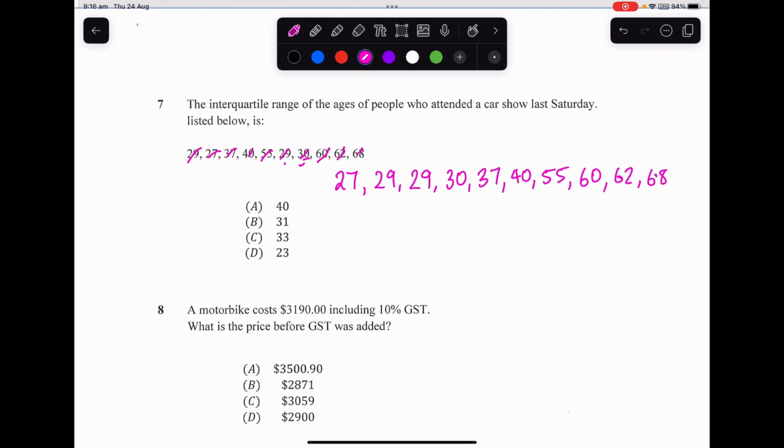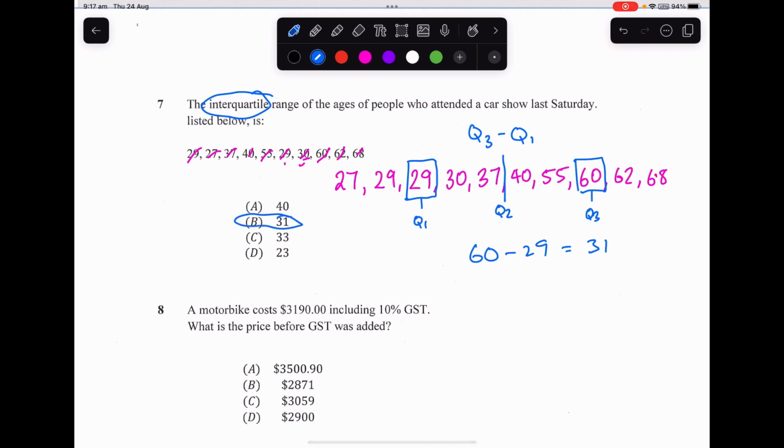Beautiful. So to find our interquartile range, we need to find our Q2 first, which is our middle number. So we're going to go 1, 2, 3, 4, 5. If we've got 10, we should have 5 on either side. So that's our Q2. If we have 5 on either side, then we can find a nice middle one there. So that's my Q1. And over here, that's my Q3. Okay, so my interquartile range, remember that is Q3 minus Q1. So I'm going to have 60 minus 29, and that will give me 31. So answer B.